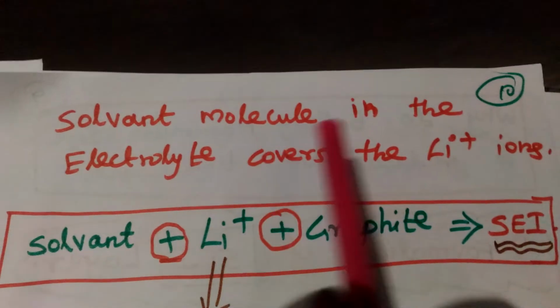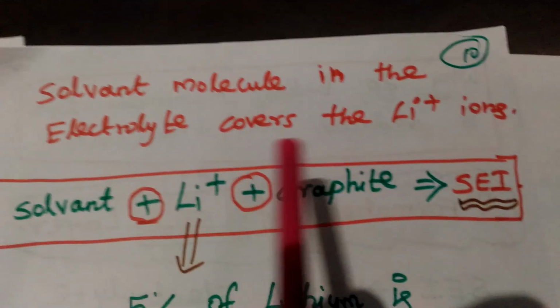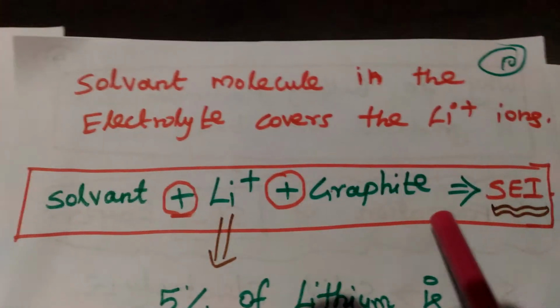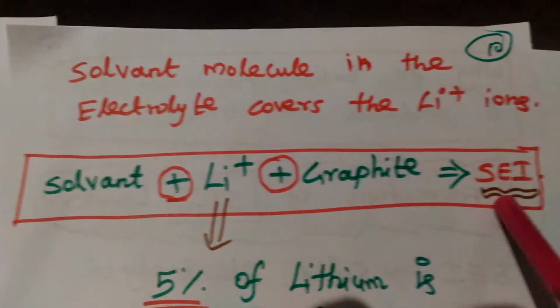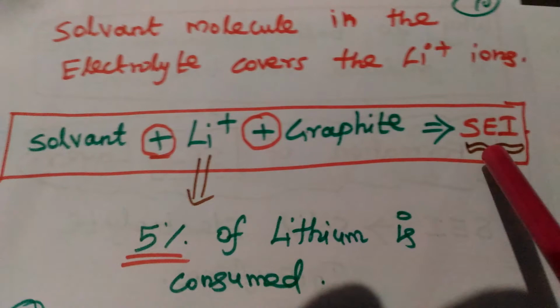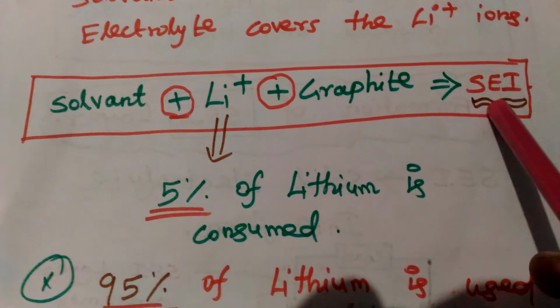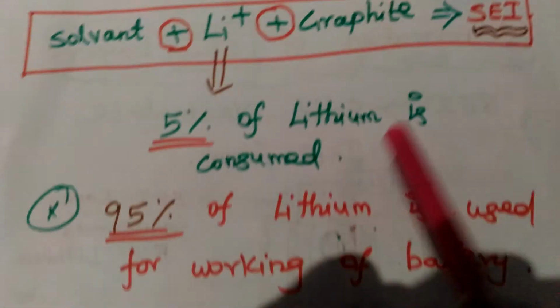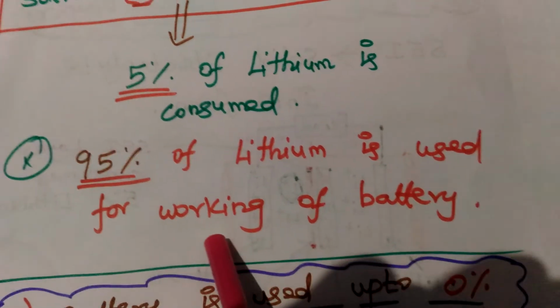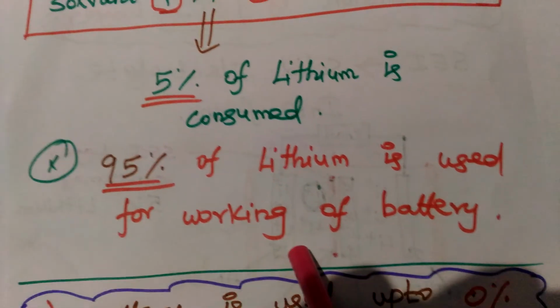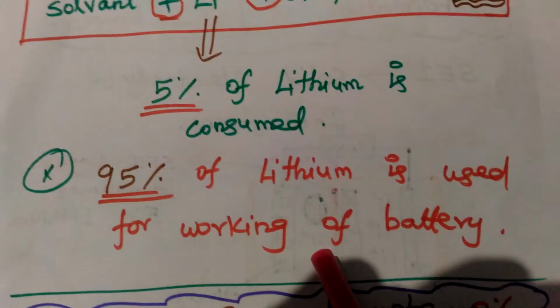The solvent molecules in the electrolyte cover the Li+ ions. That is, solvent plus Li+ ion plus graphite will create the SEI layer. At that time 5% of the lithium is consumed by this SEI layer. So only 95% of the lithium is utilized for working of the battery. So this is the first reason how the capacity of the battery is reduced.